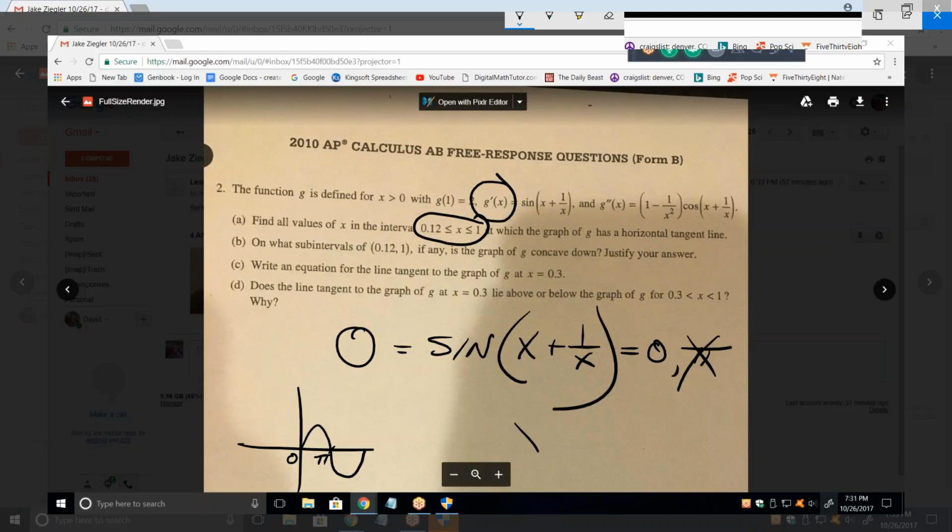Well, that means x plus 1 over x has to equal 0. If I multiply both sides by x, I get x squared equals 0, x equals 0. That's not in our interval. Our interval is between 0.12 and 1.